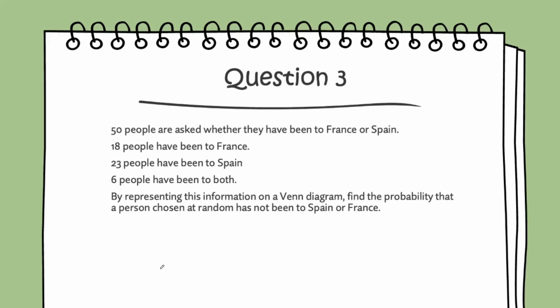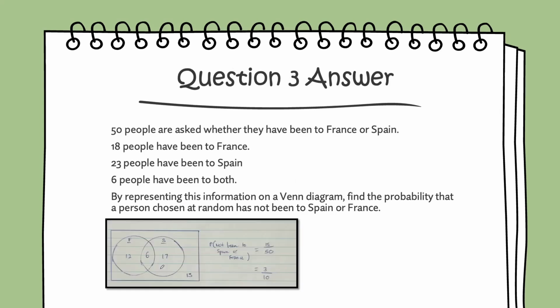Let's look at the next one now. We've got 50 people who are asked whether they have been to France or Spain. 18 people have been to France, 23 people have been to Spain, and 6 people have been to both. From this information, we're trying to find the probability that a person chosen at random has not been to Spain or France. So again, we're going to draw the Venn diagram.